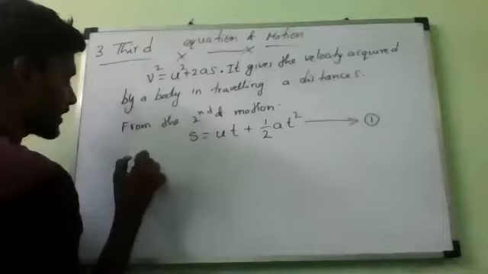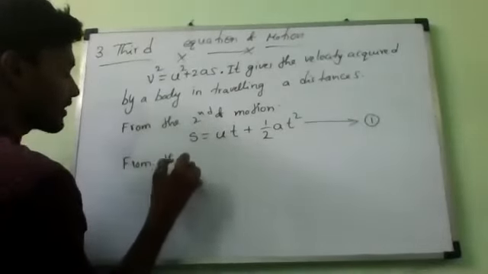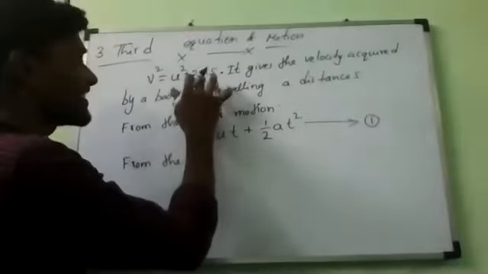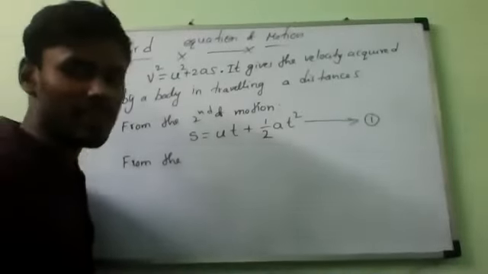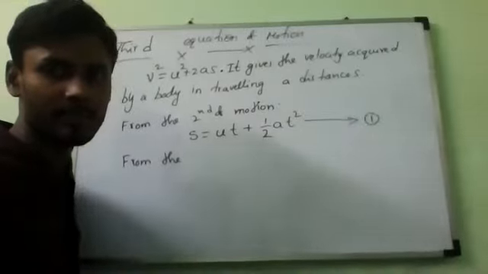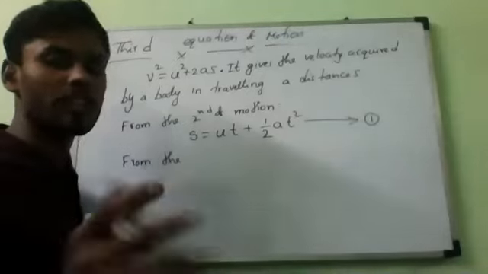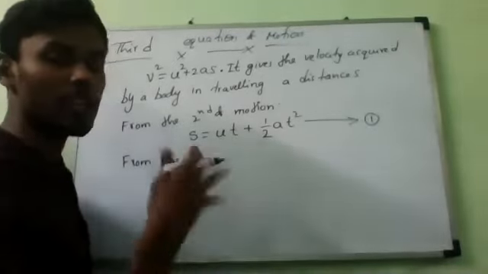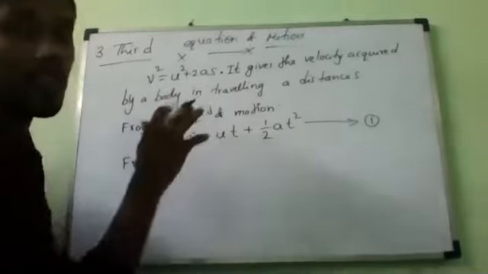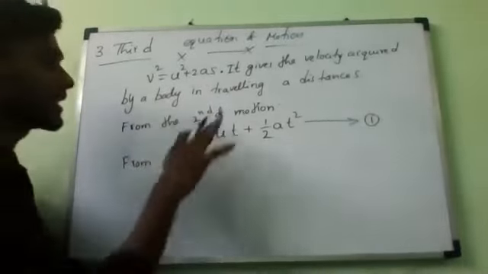Now, from the first equation, how do we derive it? I will give the clue also. In this equation, is there any t term? Time is there in this equation. So you can remove the time from the second equation, then you will get the third equation. Very simple. We don't have a time term in the third equation, so you have to remove the time from the second equation.